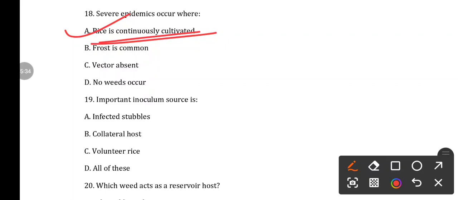Next, question number 19. Important inoculum source is. So here basically they are asking the primary source of inoculum. The options are option A infected stubble, option B collateral host, option C volunteer rice, and option D all of this. So here option D is correct. All of this, infected stubble, collateral host means the weed host, and volunteer rice plants. These all are acting as the primary source of inoculum for the Rice Tungro virus.